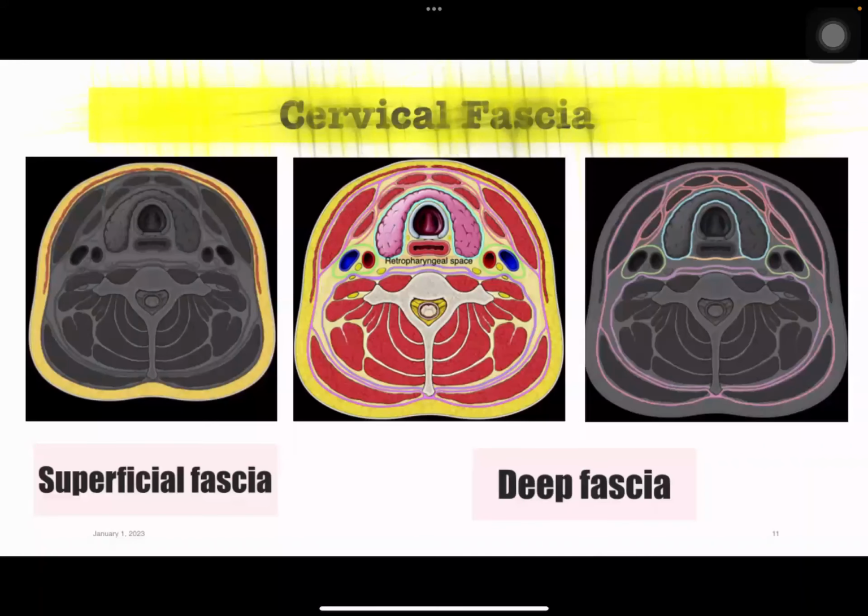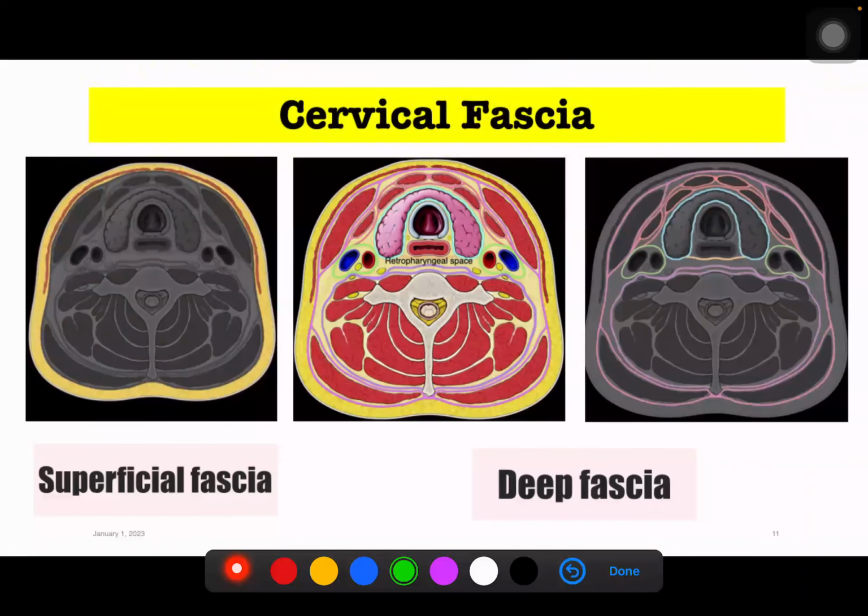Regarding cervical fascia, they consist of superficial fascia, which contains subcutaneous fat and the platysma muscle. The deep fascia consists of three layers: the superficial or investing fascia, the middle or pretracheal fascia, and the deep or prevertebral fascia. All of them will condense around the carotid vessels and form carotid sheath, which will define the carotid space.